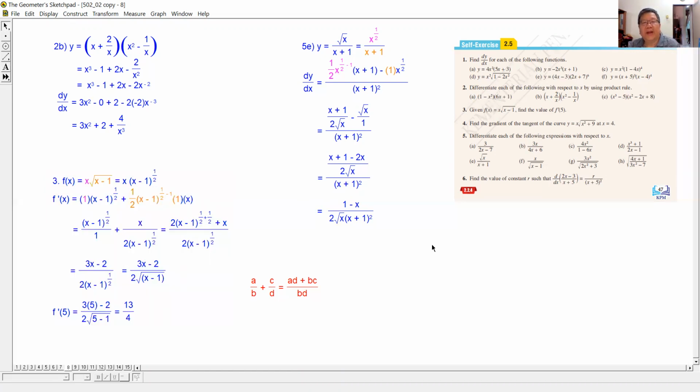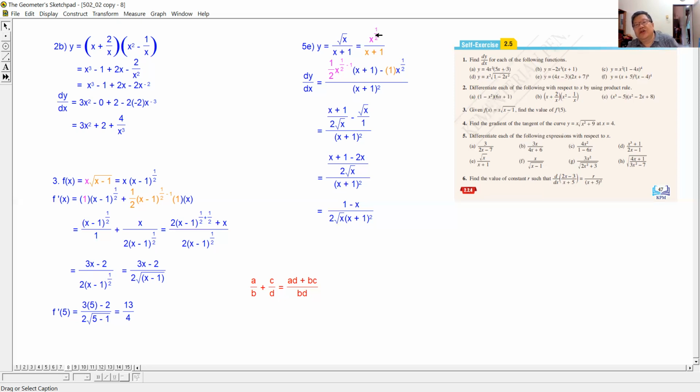Okay. Next question here. 5e, square root of x over x plus 1. Now this question 5e, you cannot do it any other way except using the quotient rule. Because there's one function at the top, x to the power of half, right? So you change this to x to the power of half. At the denominator, you have x plus 1.